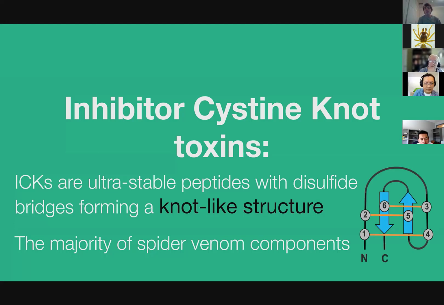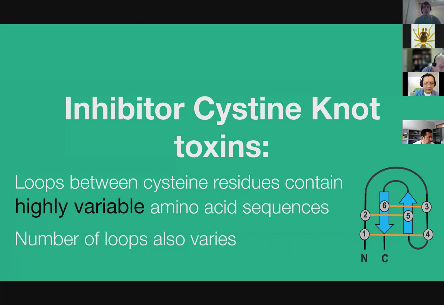An inhibitor cystine knot basically has these cysteines that form disulfide bonds, making a knot-like structure, and they act as neurotoxins. This makes a very stable neurotoxin, and it makes up the majority of the venom components of many different spider species. The loops between the cysteine residues can be very variable, which gives rise to different types of topological diversity and lots of different specificity. They can target invertebrates or vertebrates or different types of ion channels.